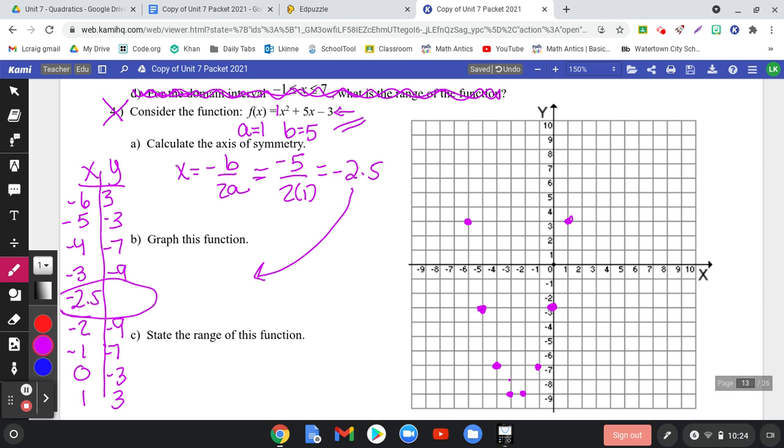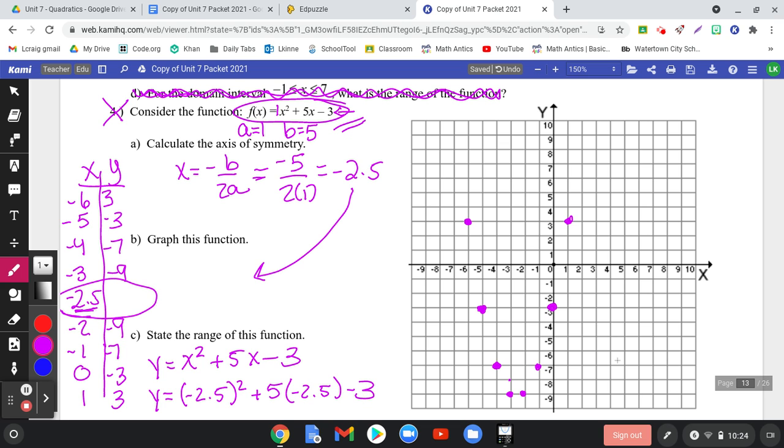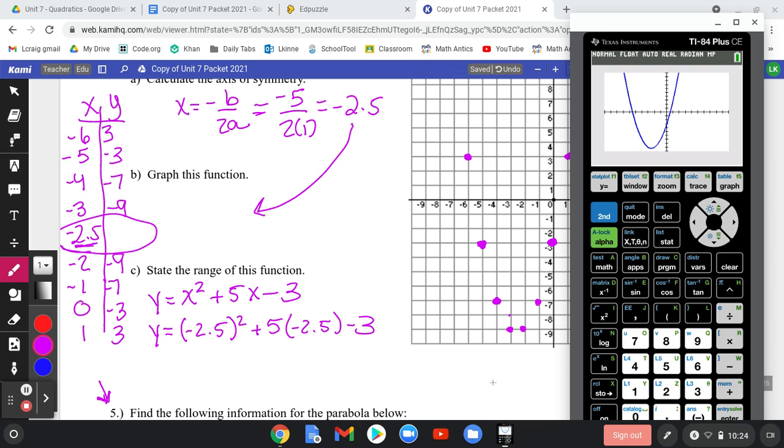And you might say, well, how can I figure out the y value? Well, just like anything else, if you take your x value, you can plug it into your equation. So if I look at my equation, we have x squared plus 5x minus 3. If I want to figure out the y value, I'm going to plug in my x. So it's -2.5 squared plus 5 times -2.5 minus 3. And then just type that into your calculator on the regular screen.